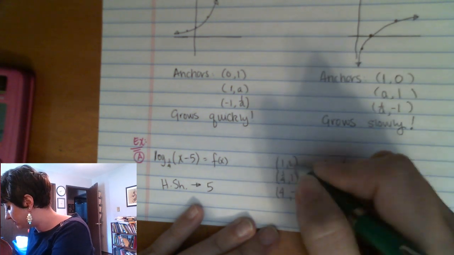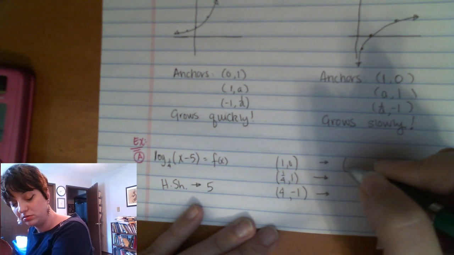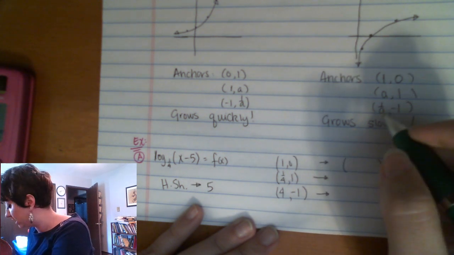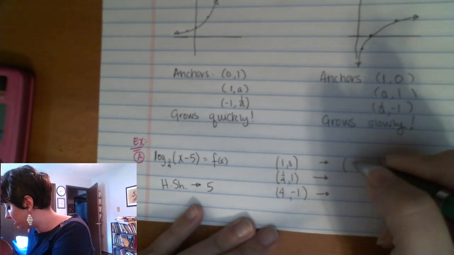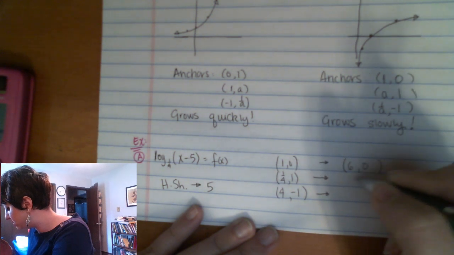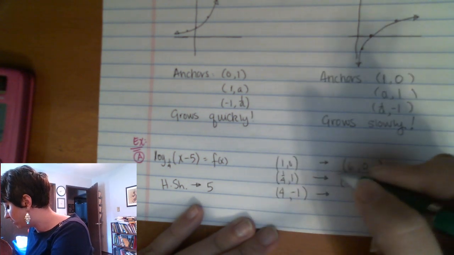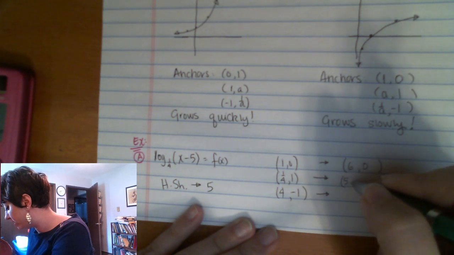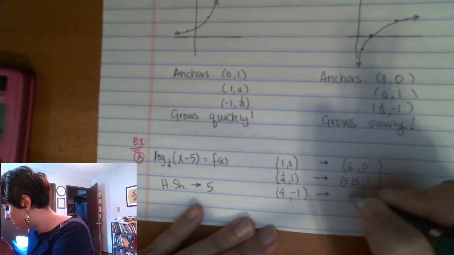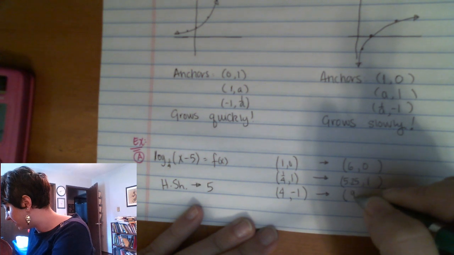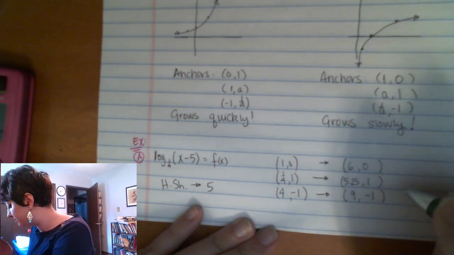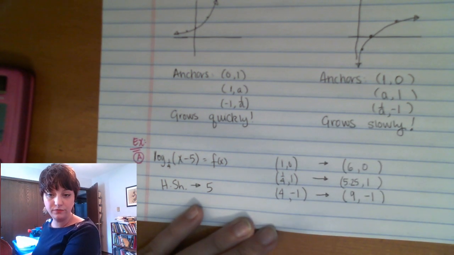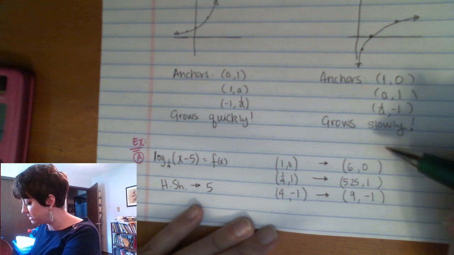So that means I'm going to add 5 to each x value. So 1 plus 5 is 6. 1/4 plus 5 is 5.25. 4 plus 5 is 9. All right, so I'm looking for a graph that has these points.